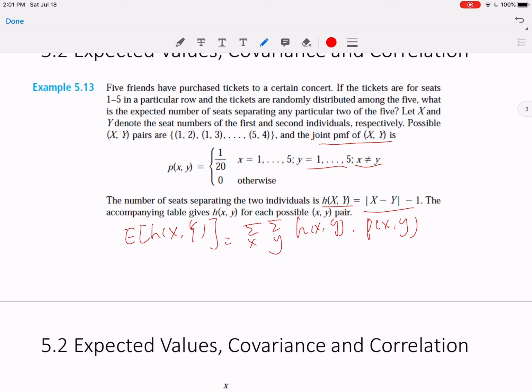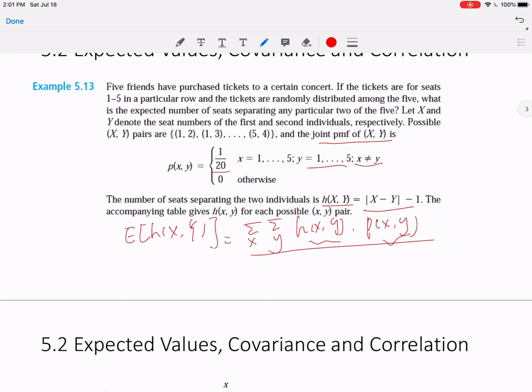Okay, so basically, if we want to find this double summation here, we need the joint PMF, which is given here as a constant number, 1/20, like always. And then we need the function value of h of x, y. If we are able to find all of the values of h of x, y, we just need to use each function value multiplied by 1/20 and then add them all up. We'll find the expected value of h of x, y here.